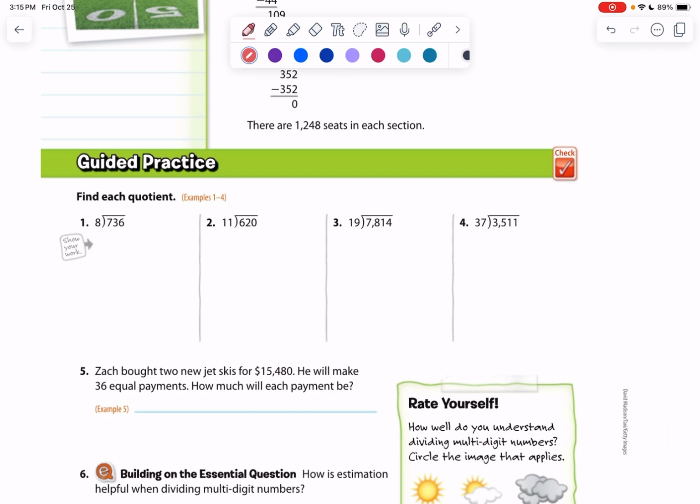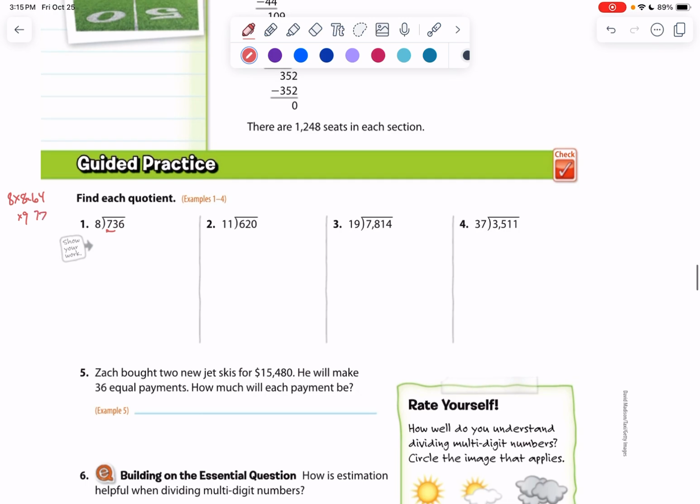Okay. So we have 8 into 736, or you could say 736 divided by 8. Okay? 8 does not go into 7, but it will go into 73. Anyone know how much? Well, I know that 8 times 8 is 64. What's 8 times 9? 8 times 9 is 72. Is that too high? No, that's about right. So we'll put a 9. 9 times 8 is 72.